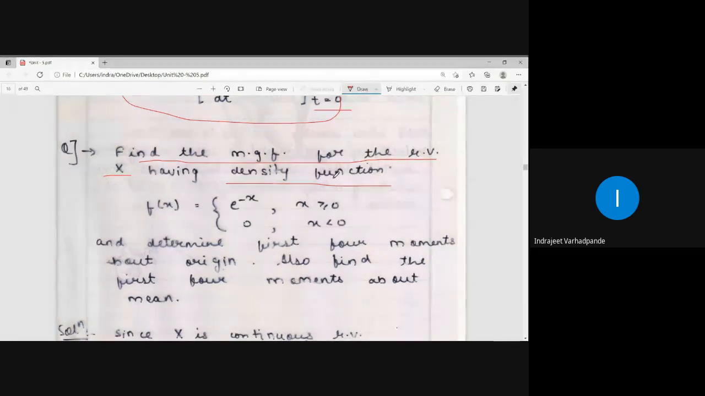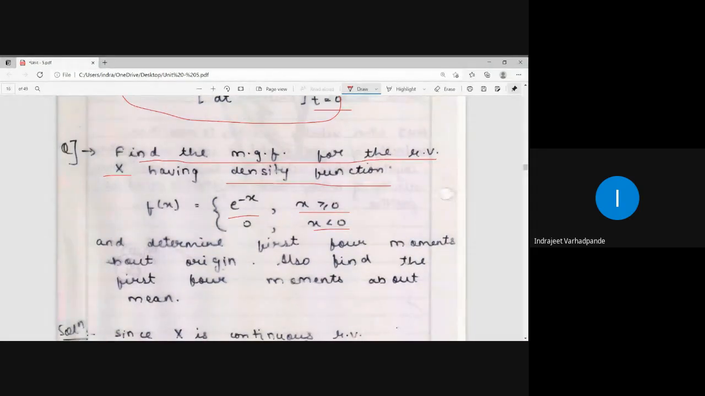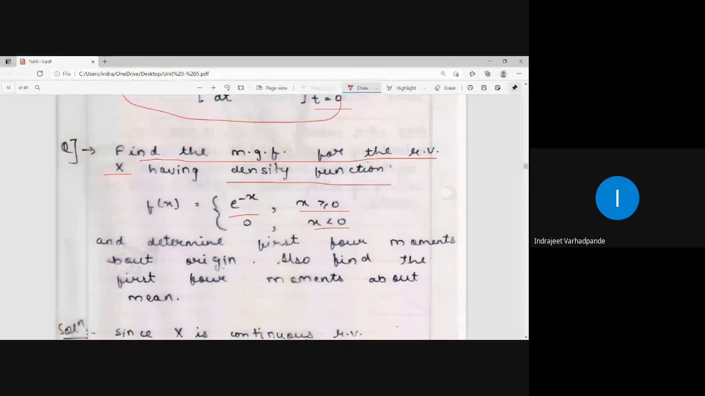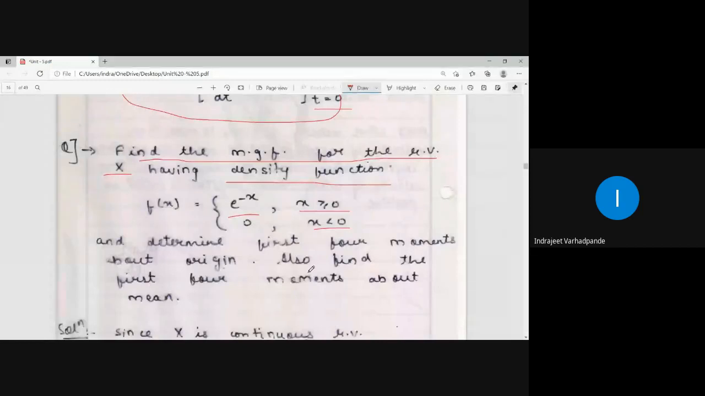So in this case, we have the density function which is given by f of x, defined as e to the power minus x for x greater than or equal to 0 and 0 for x less than 0. Whenever there is a negative index and limits are up to infinity, we don't have to worry because e to the power minus infinity is always 0. Determine the first four moments about origin and also find the first four moments about mean.